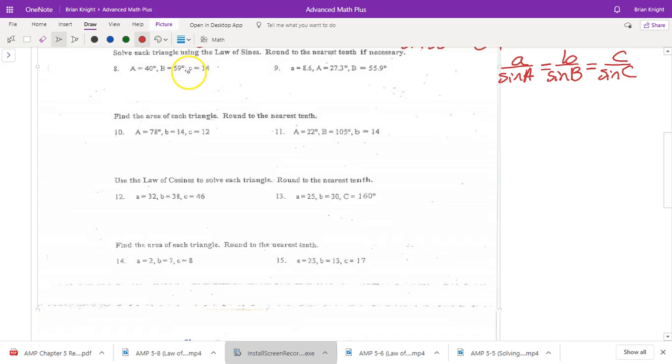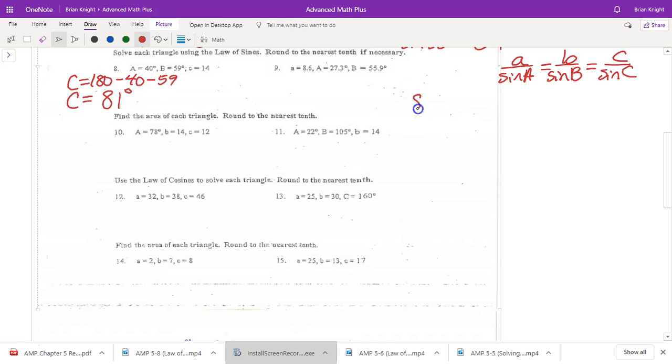Okay? Angle C is 180 minus the 2 angles they gave us. So 180 minus 40 minus 59. Angle C is 81 degrees. Is that right? All right. So 81 degrees.